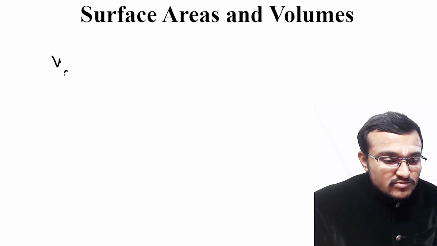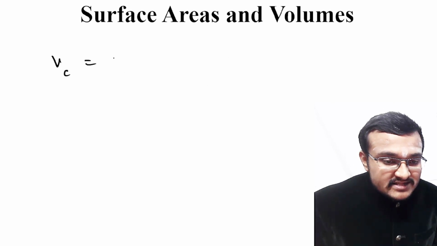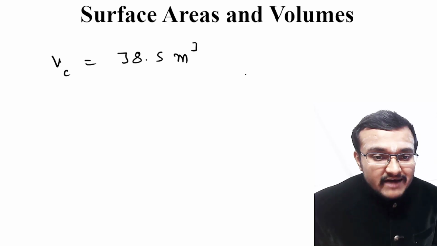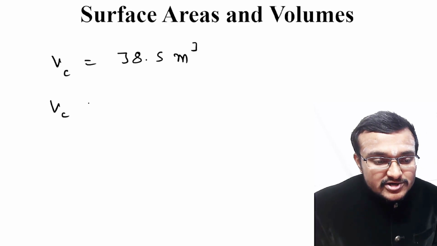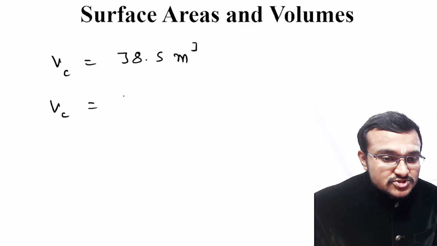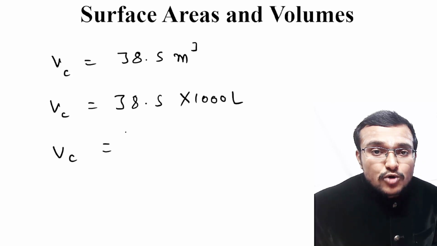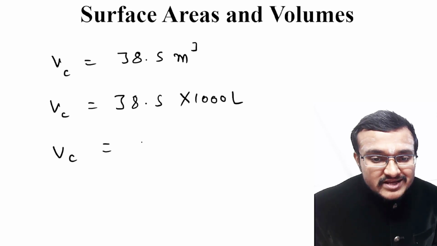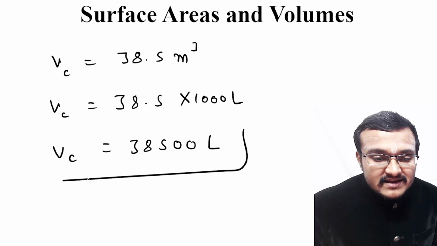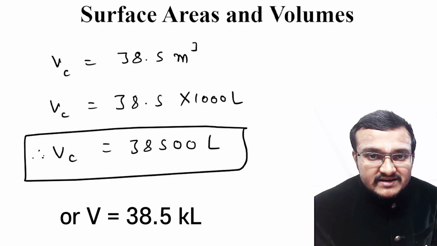Now we have got the volume of our cone as 38.5 meter cube. Now you have to multiply this with 1000 in order to get liters, because 1 meter cube is 1000 liters. So in the place of meter cube, I'll write 1000 liters. How many liters can this particular pit hold? You can just multiply 38.5 into 1000. So that will be 38,500 liters. This is the capacity of that pit. So that pit can hold 38,500 liters.